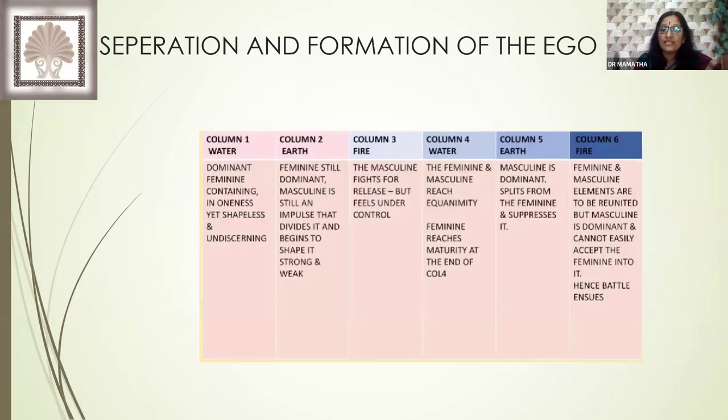And once again, column 6 is supposedly the reunion of feminine and masculine. But the masculine energy predominates here, and the feminine is suppressed again. It cannot accept the feminine. So there is the fire element again, because there is a conflict here, a fight between the masculine and the feminine energy.